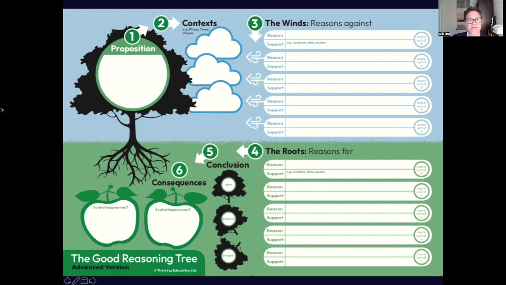First of all, you can see there's a clouds, that is the weather, the mitigating circumstances that surround the proposition. And they represent the contexts for that proposition. And you can see there's a difference in the reasoning area, both for the wins and the roots. That is, they've got to offer support for their reason. And there's a score element here where they can score the strength of their reason from 1 to 5. Let me explain that in a little more detail.